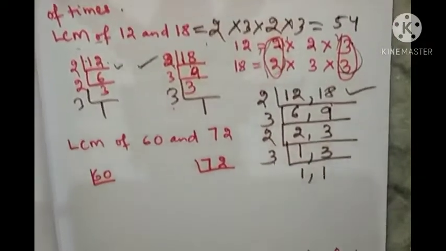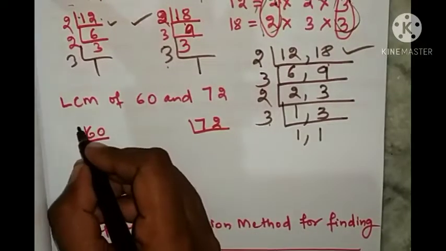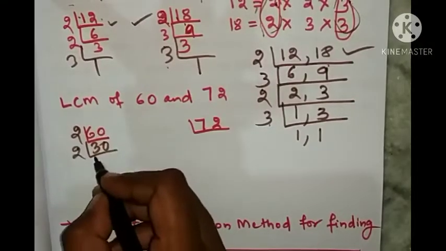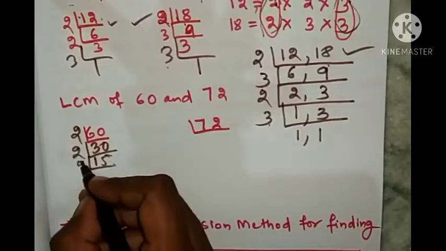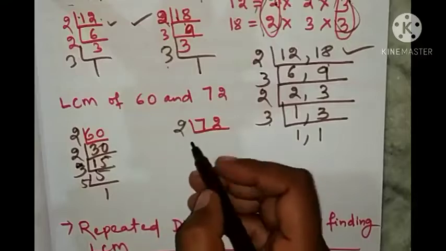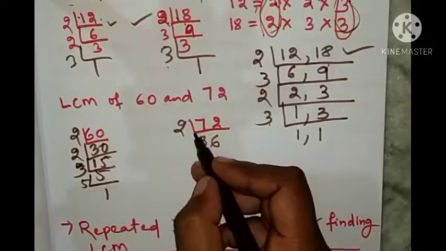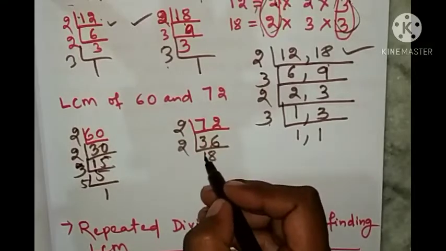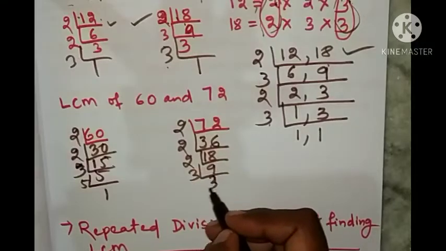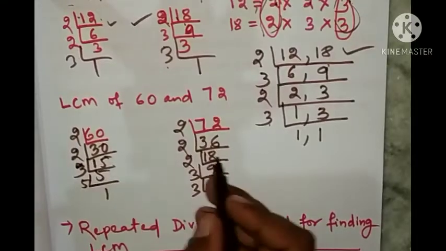Look at another example, the LCM of 60 and 72. Let's factorize: 2 into 30, then 2 into 15, then 3 5s are 15, then 5 1s are 5. Then 72: 2 into 36, then 2 into 18, then 2 into 9, then 3 3s are 9, 3 1s are 3. Right? We'll write it down.